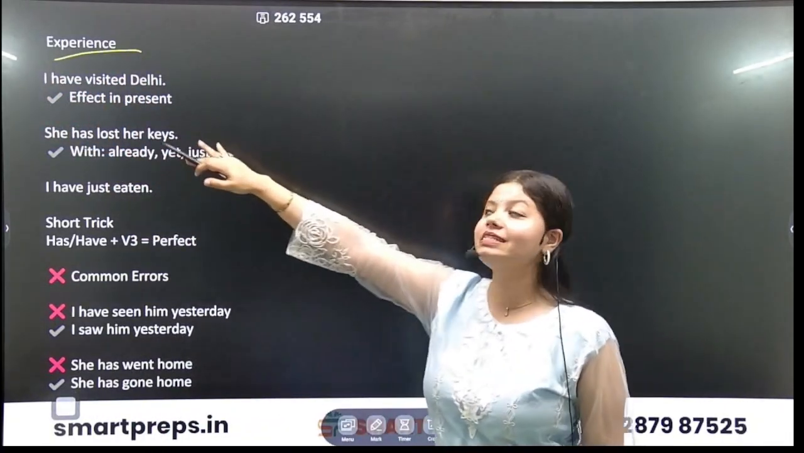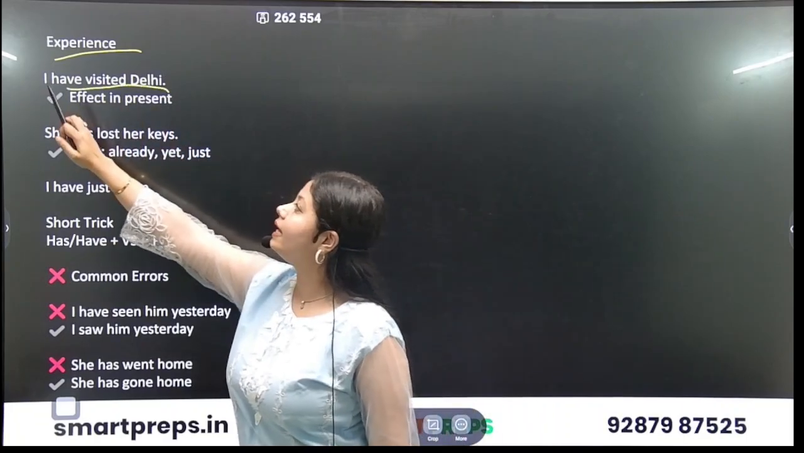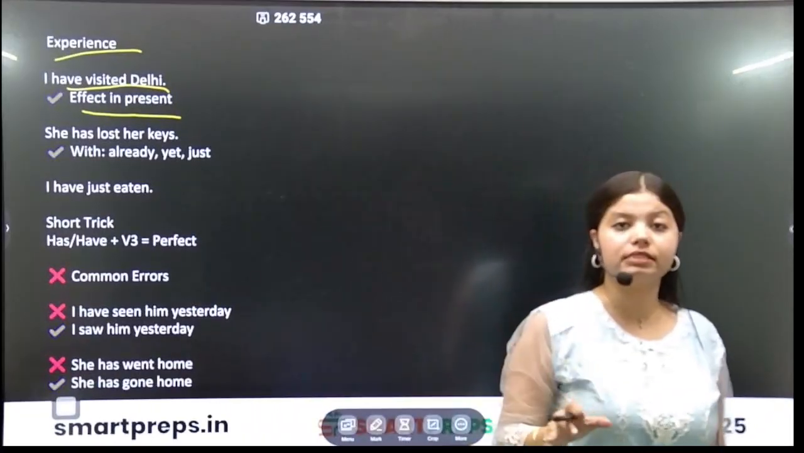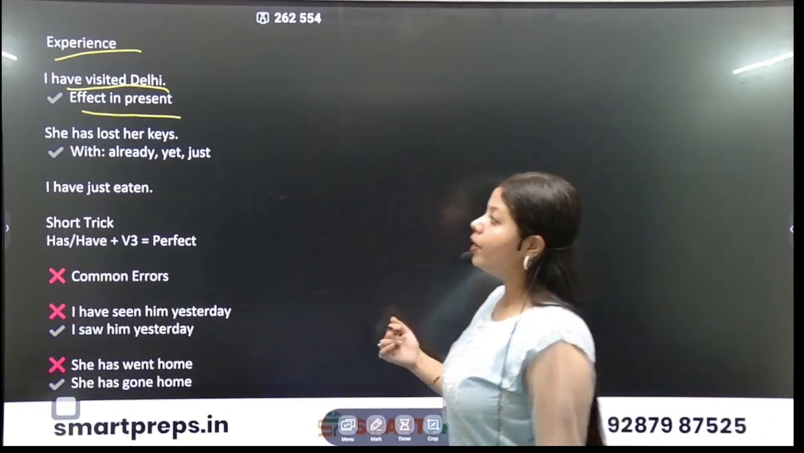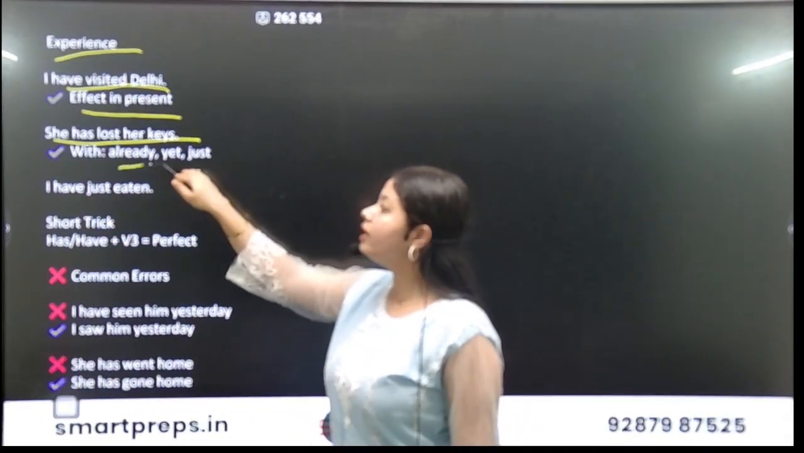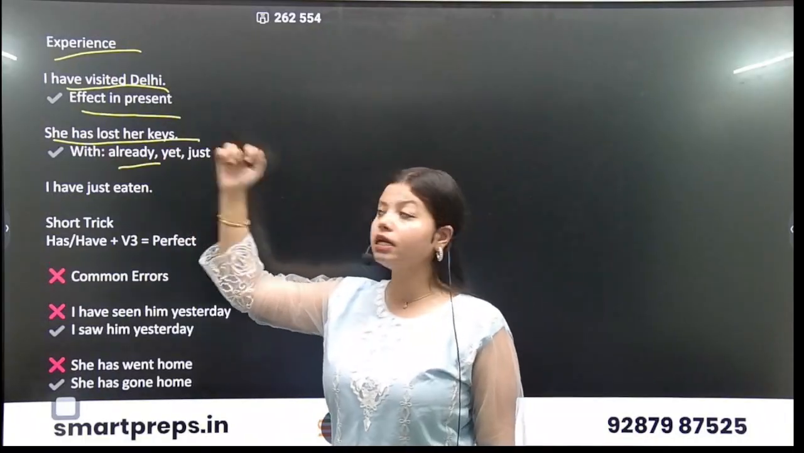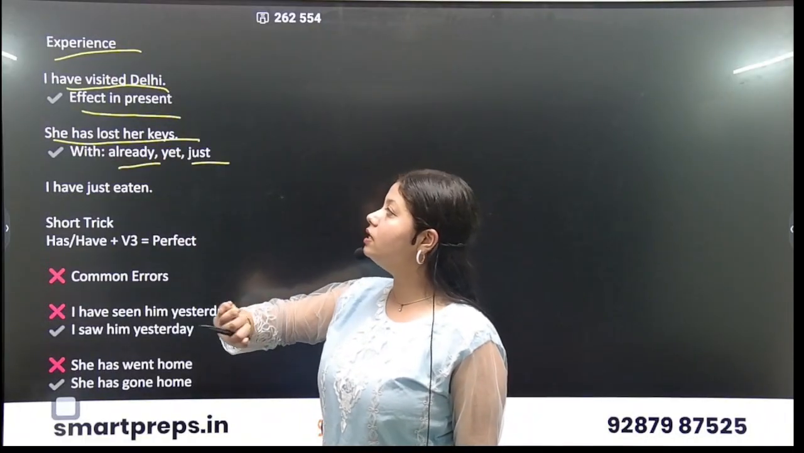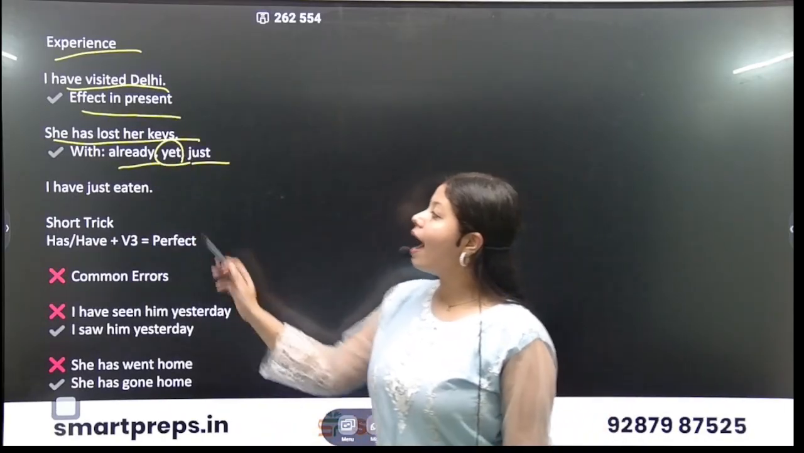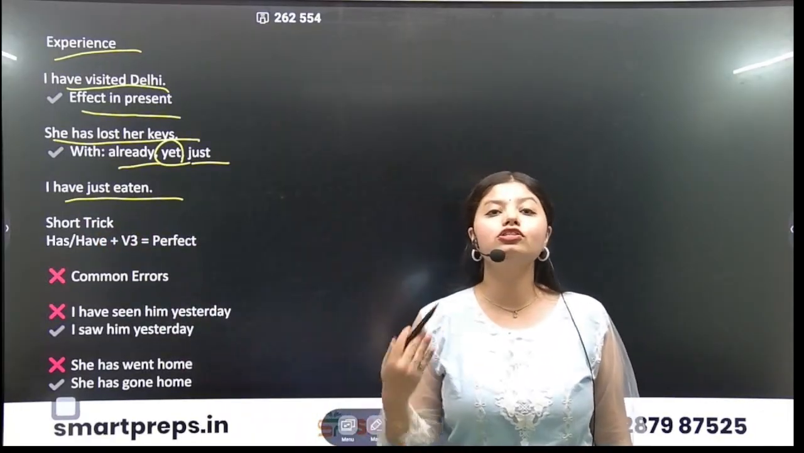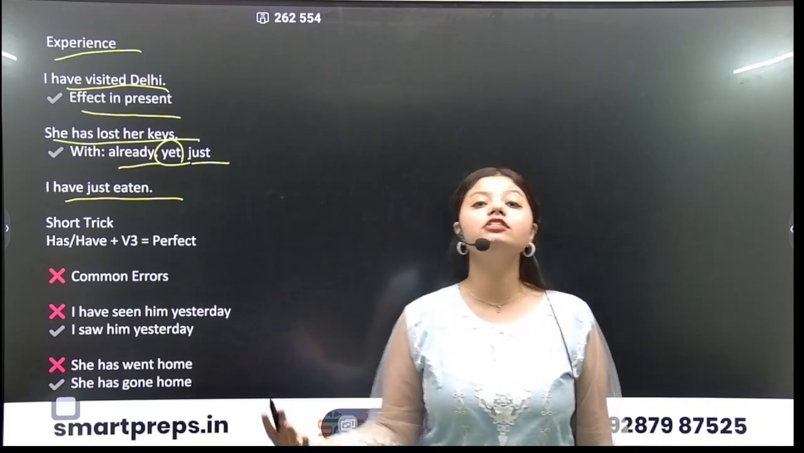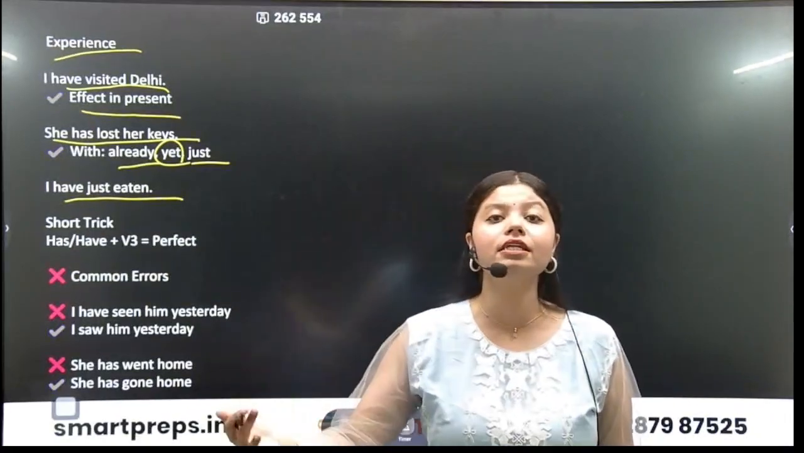Okay, all right. Now in terms of experience, regarding present perfect tense, I have visited Delhi. It means what? It means I have visited Delhi. The effect is in the present. Or just look here, she has lost her keys. With already, it means she already has lost her keys, or she has just lost her keys. Yet she is not finding it. Okay, so now, I have just eaten. It means the action you have already completed. You have eaten, but you have just completed your task recently.